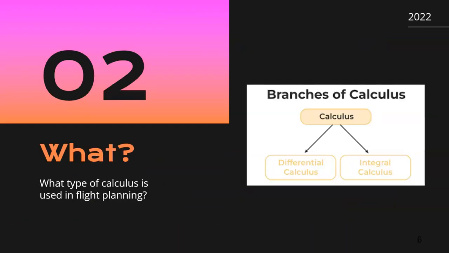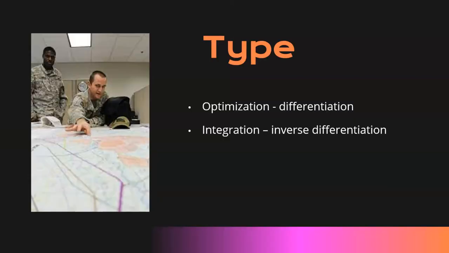What type of calculus is actually used in flight planning? Well, there are two types of calculus that are used in flight planning: differentiation and integration. In differentiation, optimization is used in flight planning the most, with optimizing different things. Integration, which is also inverse differentiation, is also used for multiple things in the whole realm of flight planning.